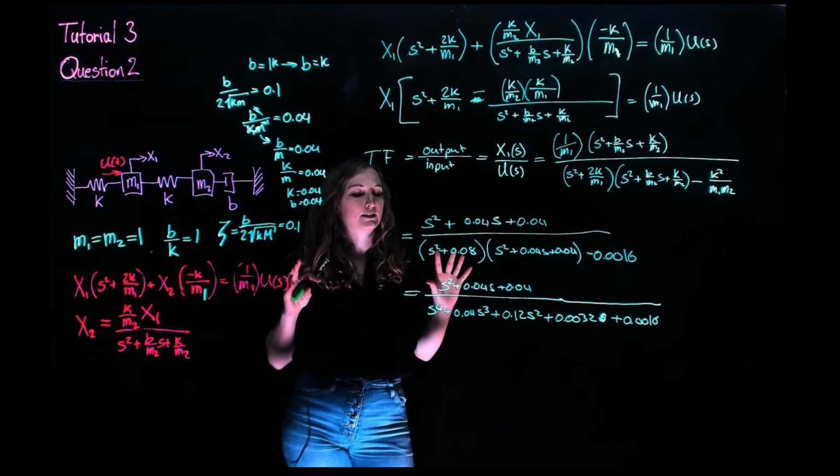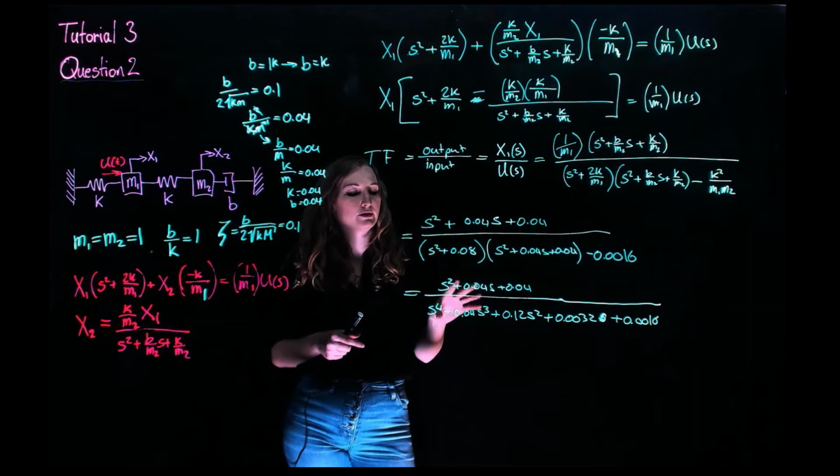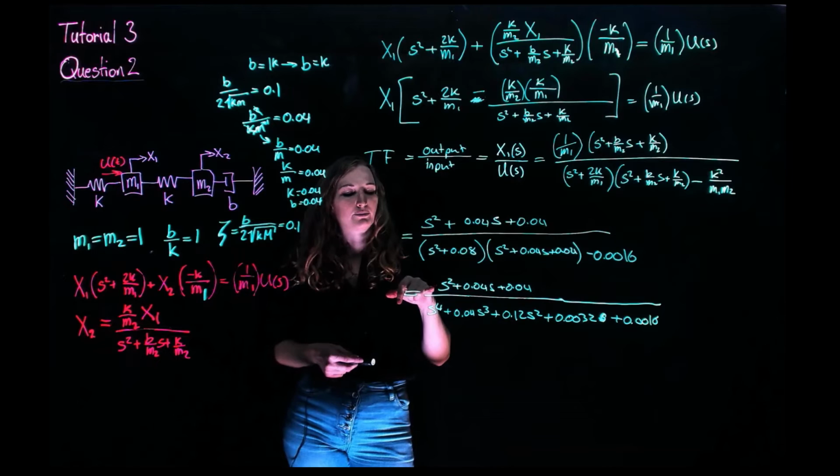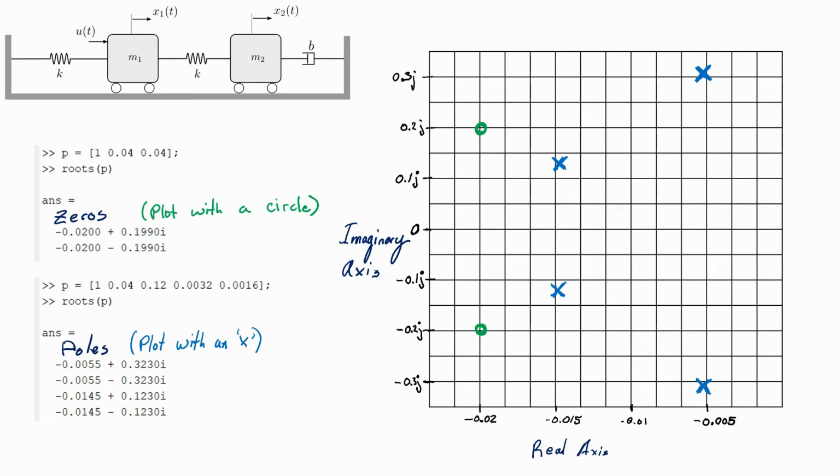Okay, we need to draw the system of the poles and zeros. The poles are the roots of your denominator, and the zeros are the roots of the numerator.